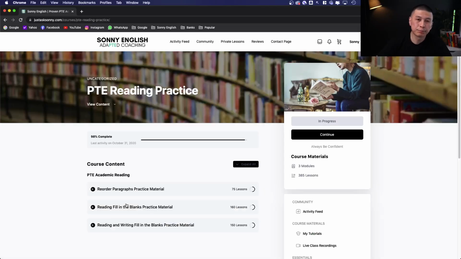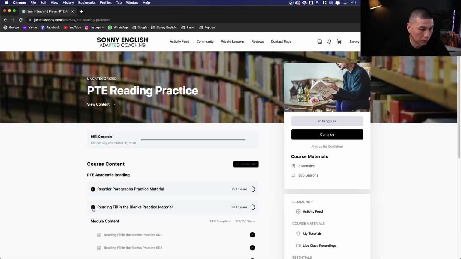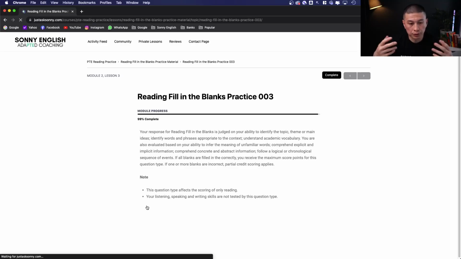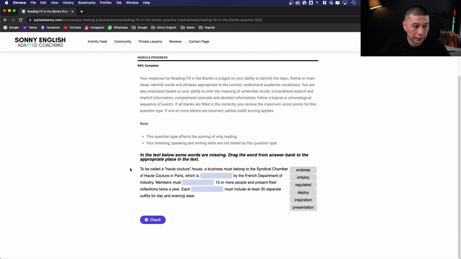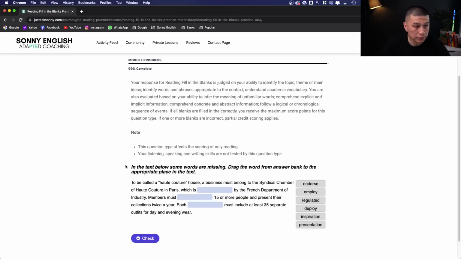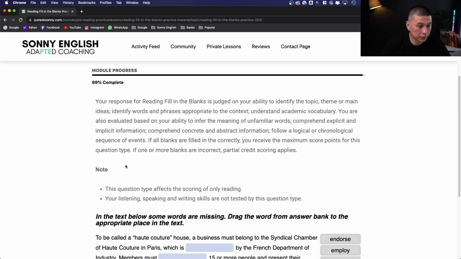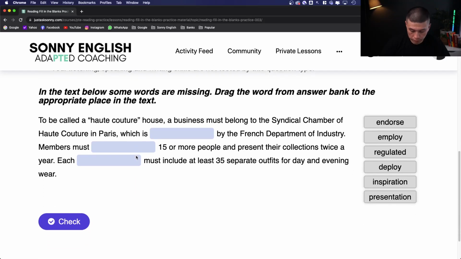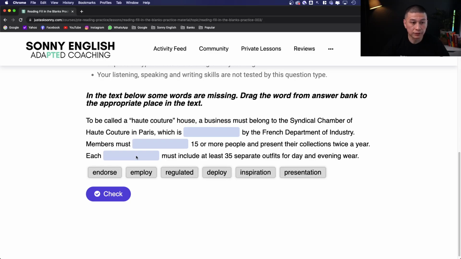Reading fill in the blanks practice number 3. Let's go. Now we're going to zoom in and see if we can find clues to help us eliminate options or help us identify the answer. Well, here we go. Let's zoom in. Remember, this is the reading fill in the blanks 3. Ooh, this is a little bit too big. There you go. Let's leave it here.